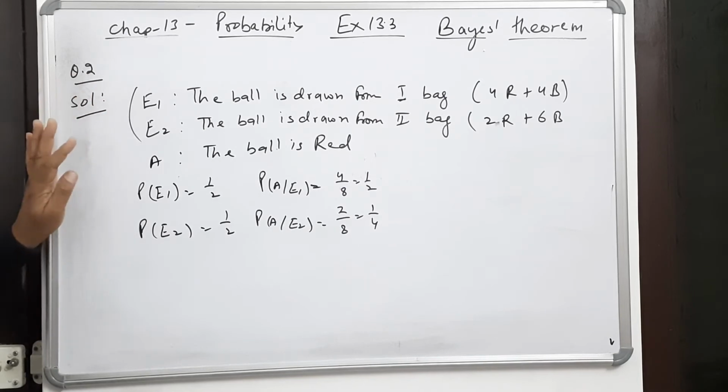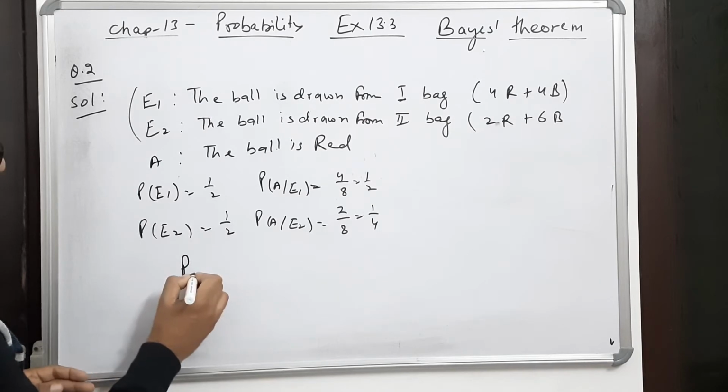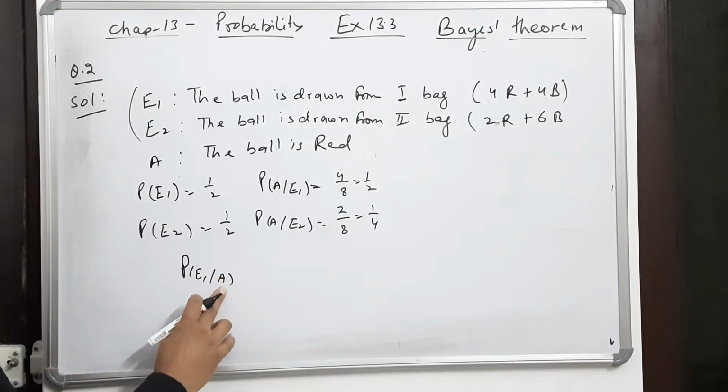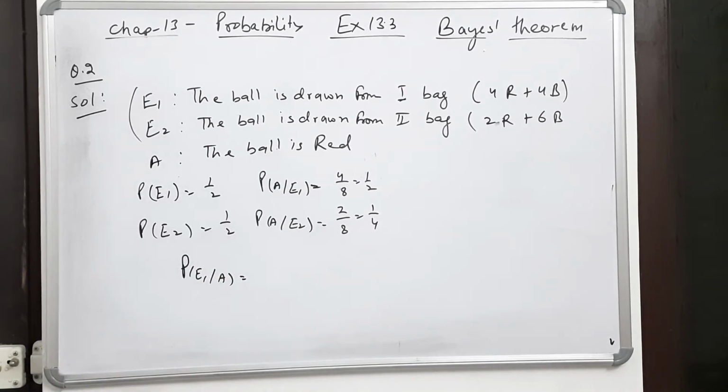The event has already occurred. So here the formula for Bayes theorem is P(E1 | A). It means the red ball is already there. Now we have to find out that it is from the first bag. That is the formula here.